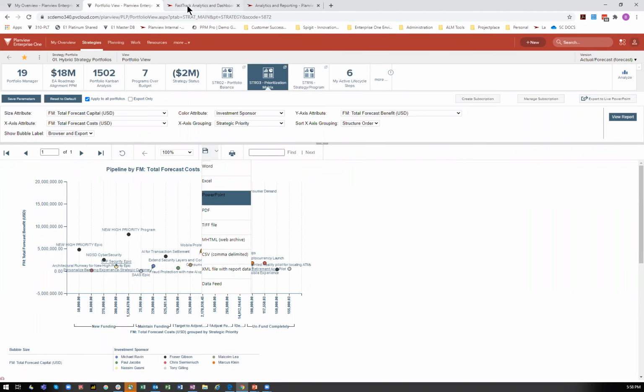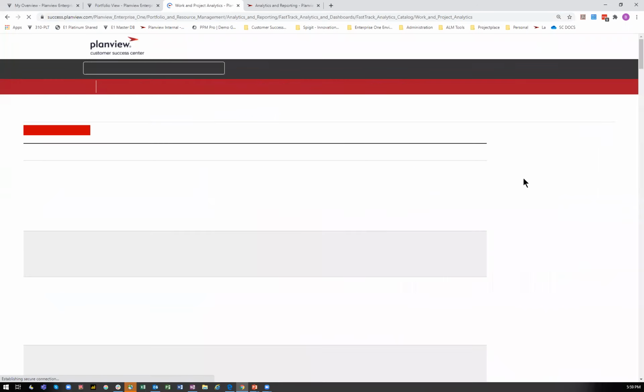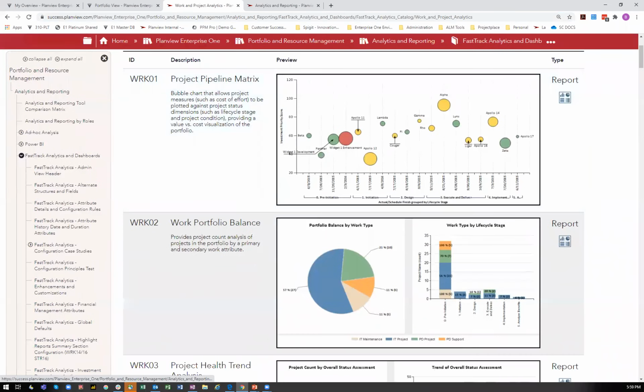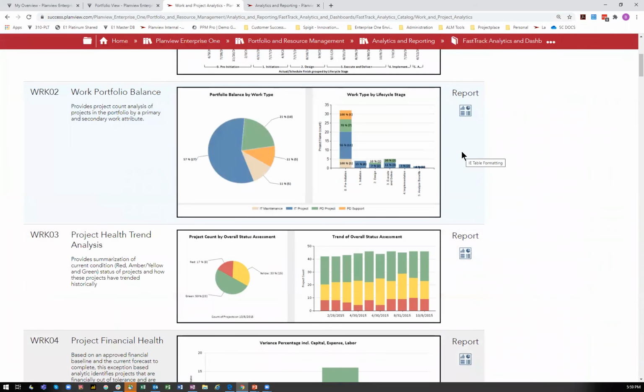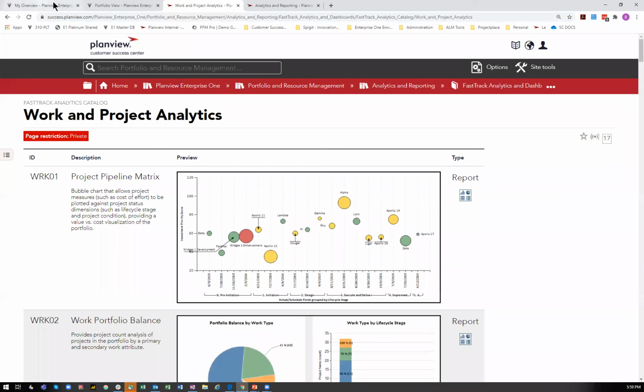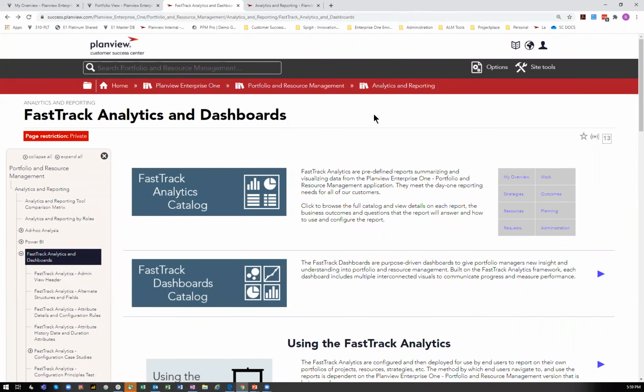What drives all this content is our fast track analytics catalog that contains our out of the box reports, in addition to our out of the box dashboards that we have available, broken out by different categories. These different categories show you each of the individual reports, what the configuration parameters around them are, and the works. What it provides is all of the analytics and reports that a customer needs day one as part of their Planview deployment, broken out, as I mentioned, into the different categories of reporting that are needed.